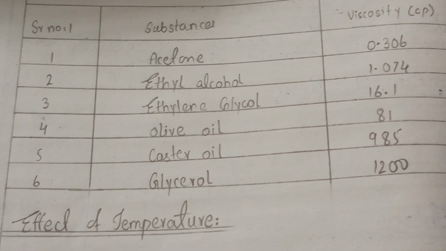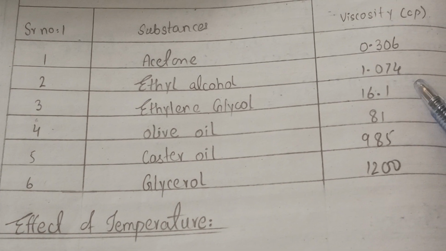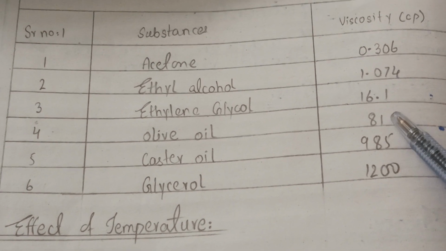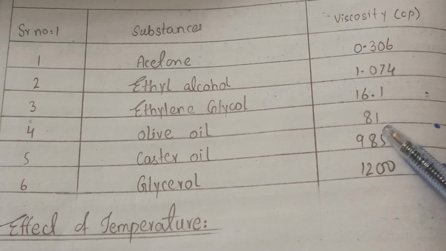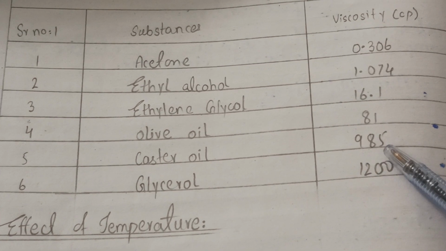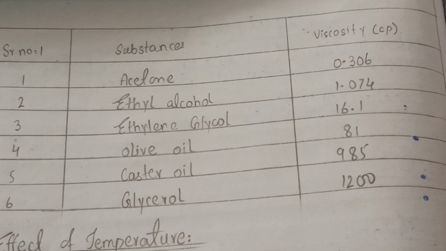So the viscosity of acetone, as you can see, is 0.306. Ethyl alcohol is 1.074. Ethylene glycol is 16.1. Olive oil is 81. Castor oil is 985. Glycerol is 1200.